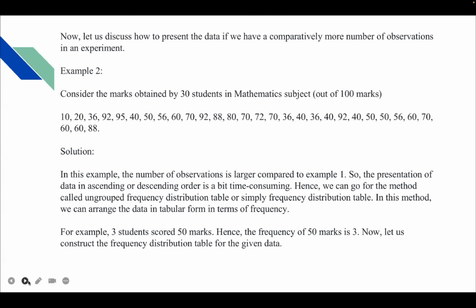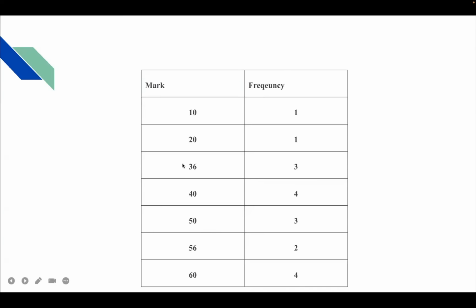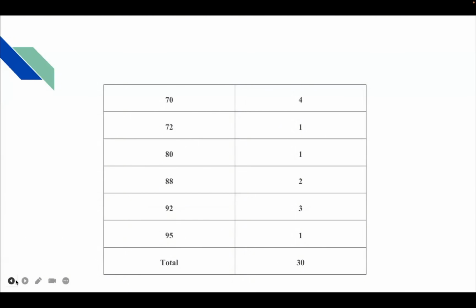In this method, we can arrange the data in tabular form in terms of frequency. For example, if 3 students scored 50 marks, the frequency of 50 marks is 3. So let us now construct the frequency distribution table for the given data. So this is the first half. The next half is in the next page. So take note of that.